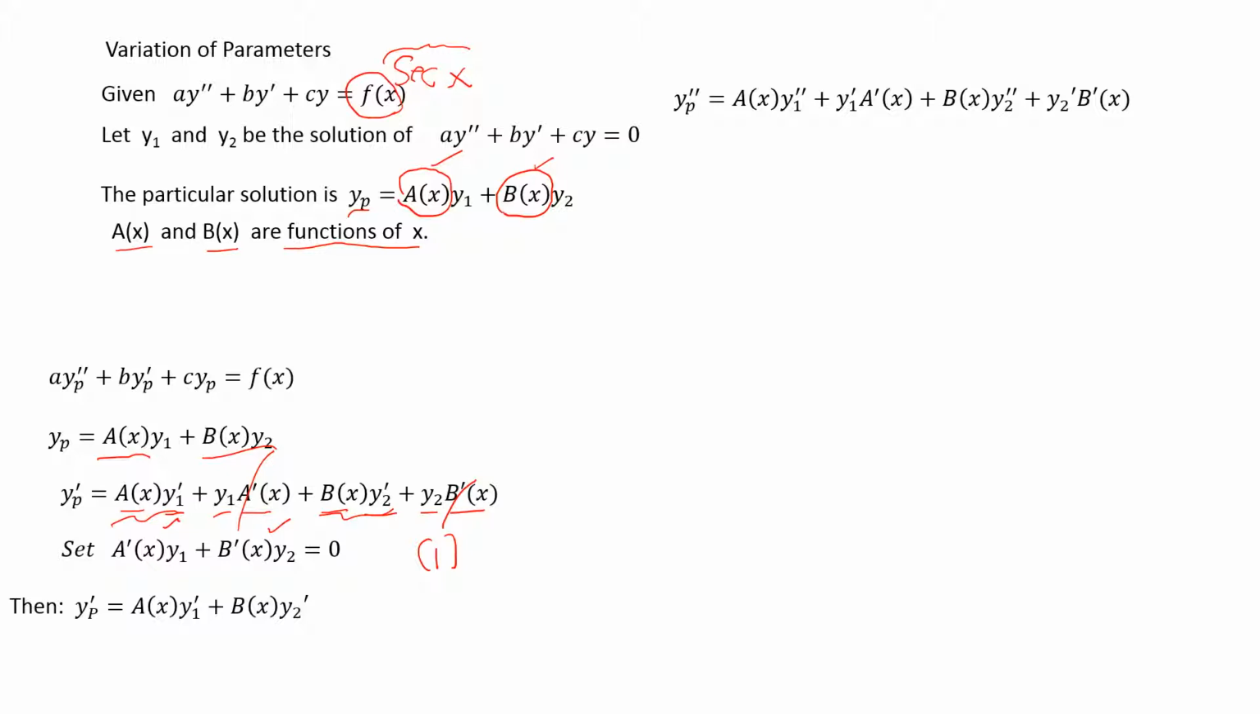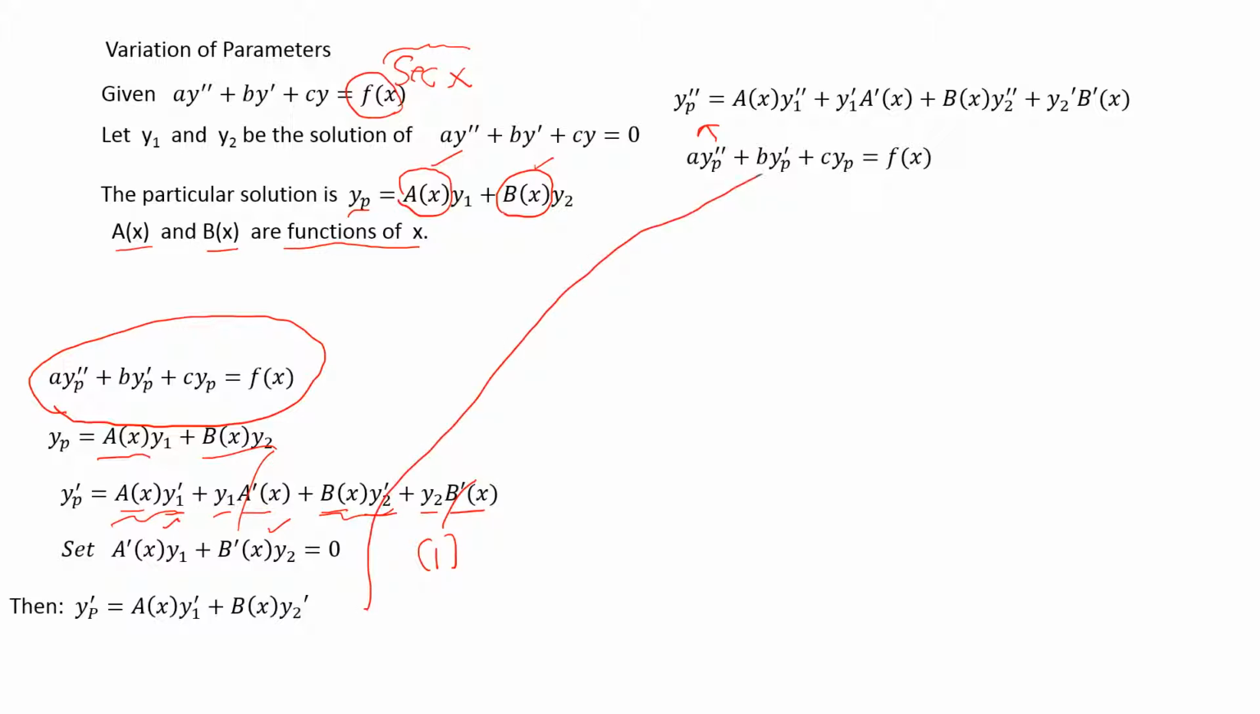Now remember that we will have to use this equation to determine the values of a(x) and b(x). We know already yp double prime, and we know already yp prime. And our yp is this one there.